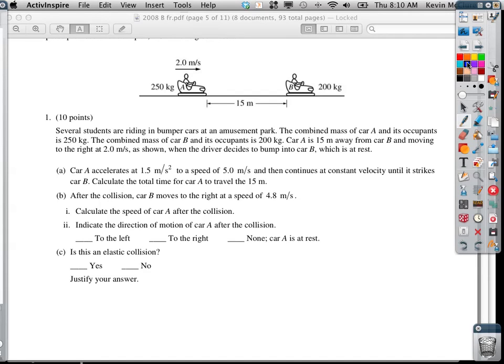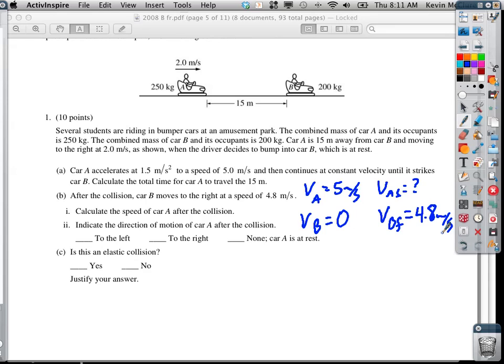That disappeared, which we'll see what happens. All right, so as we said, VA is 5 meters per second. We don't know what VA final is. And VB, it was stationary, wasn't it? That's 0. VB final is 4.8 meters per second.